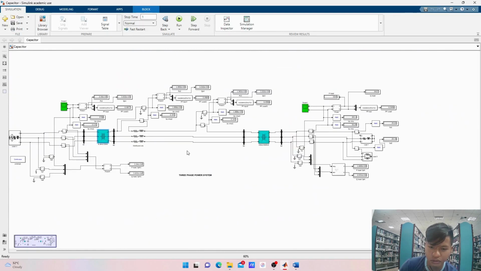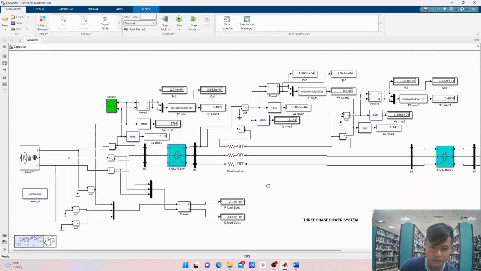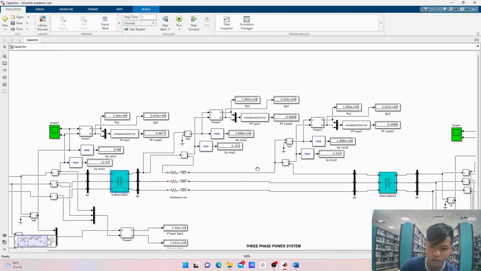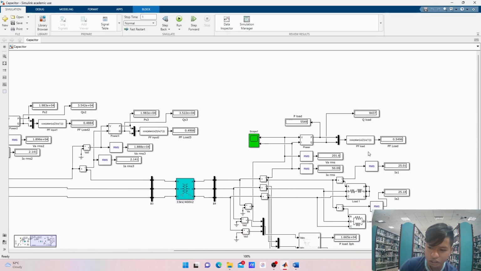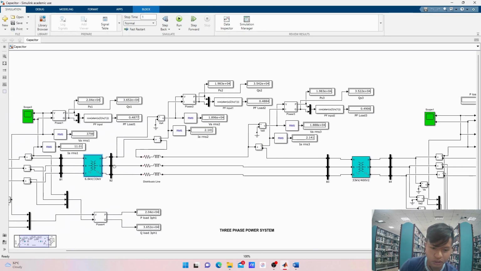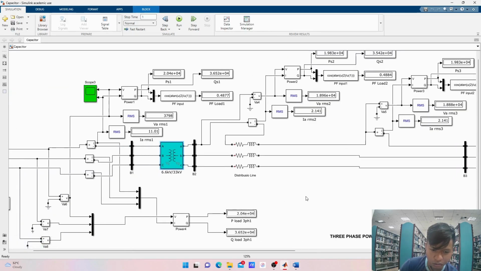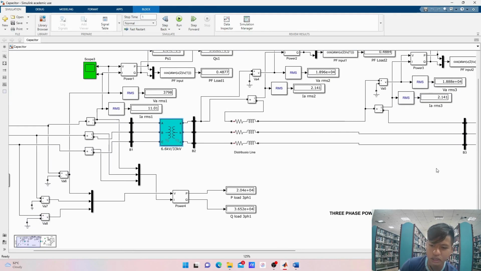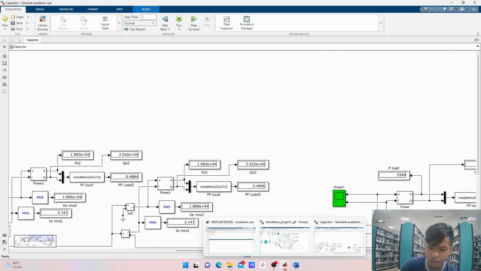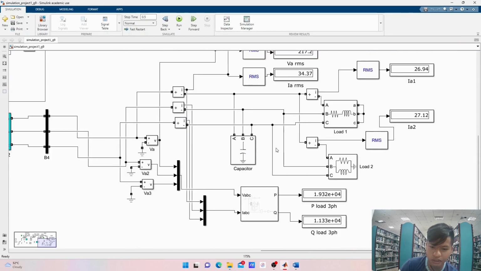What we can conclude for the first simulation is that before adding the power capacitor, the power factor is not great enough. It's not near to 1. So we need to improve the power factor to make sure the losses in this transmission line are reduced. So what we do is add the power capacitor. Next I will show the simulation with the power capacitor.